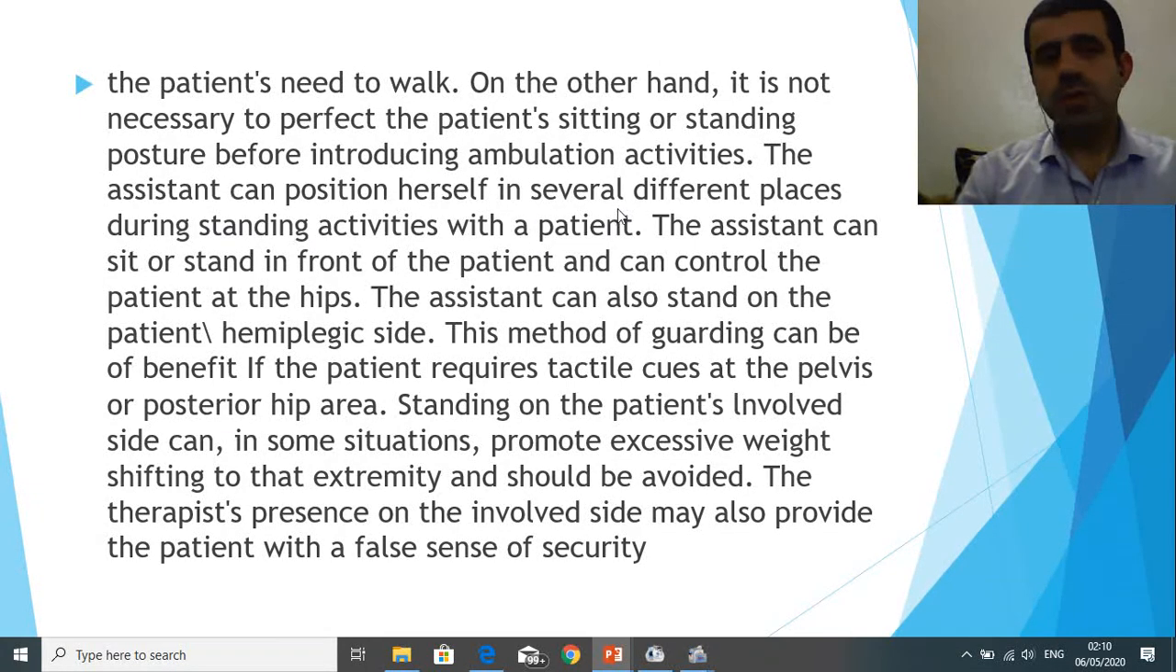So we can choose where to stand. The assistant can sit or stand in front of the patients and can control the patients at the hips.